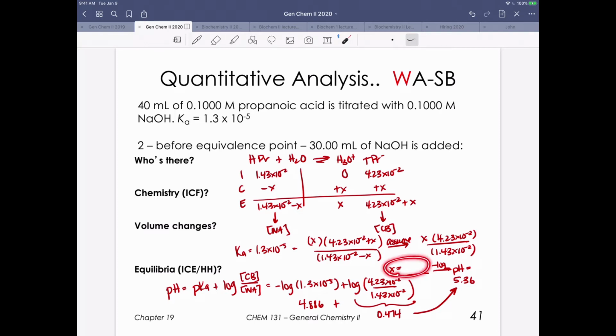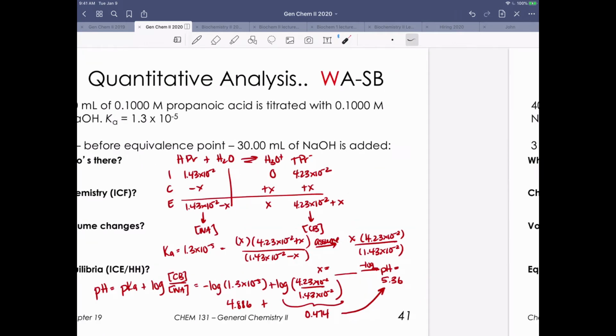So once you solve for what your x value is, and I apologize, I don't have it there, take the negative log of that value, and that will give you the answer of 5.36. Notice that if you use the Henderson-Hasselbalch equation, knowing that you had a buffer, again, taking the negative log of the Ka value and putting the concentrations of the conjugate base and weak acid in their corresponding spots, you'll see you can get the same answer of 5.36.